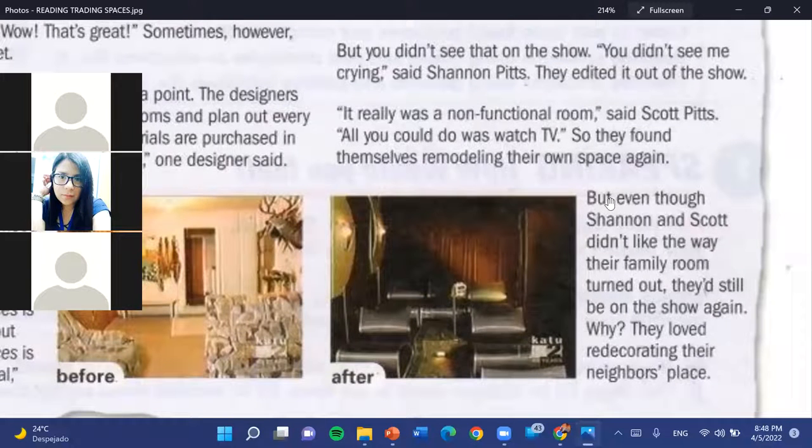But Evan thought Shannon and Scott didn't like how their family rooms turned out. They'll be on the show again. Why? They love redecorating their neighbor's place. All right. Very good. Very, very good. Thank you guys very much.